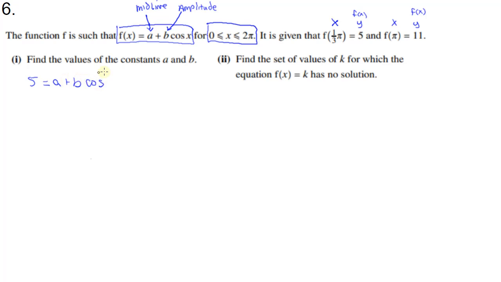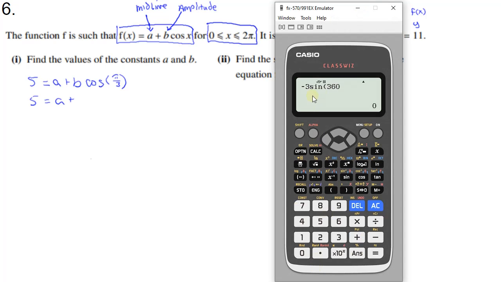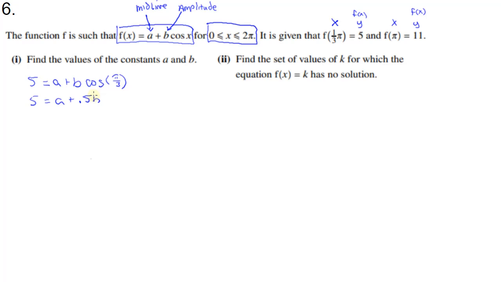is equal to 11. So if I treat this like a function and I put in the 5 where y goes and I put in the pi over 3 where the x goes, well, I can find out what cosine of pi over 3 is. I just got to make sure I'm in radians here. So cosine of pi over 3 equals 1/2. So now that's the same thing as 1/2 times b.